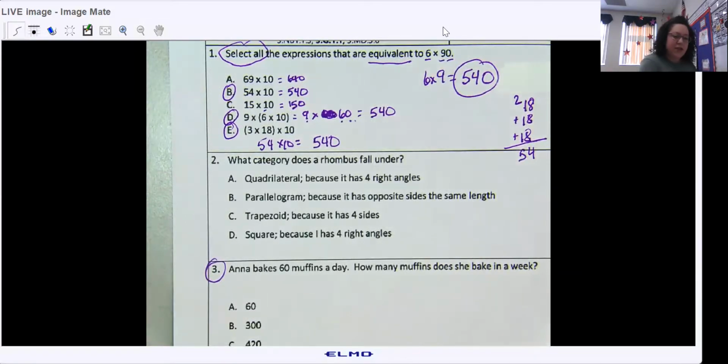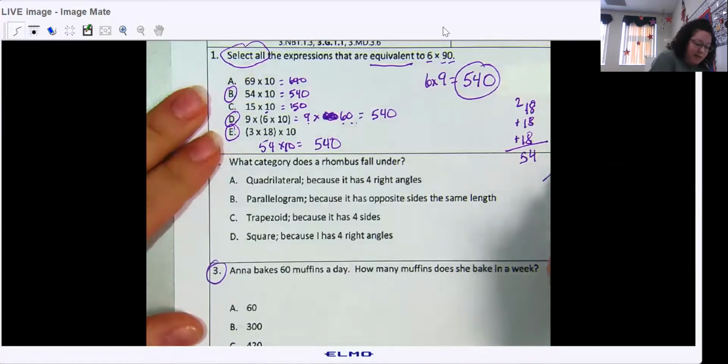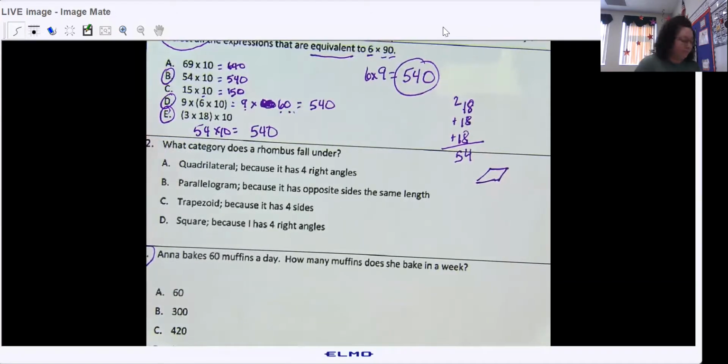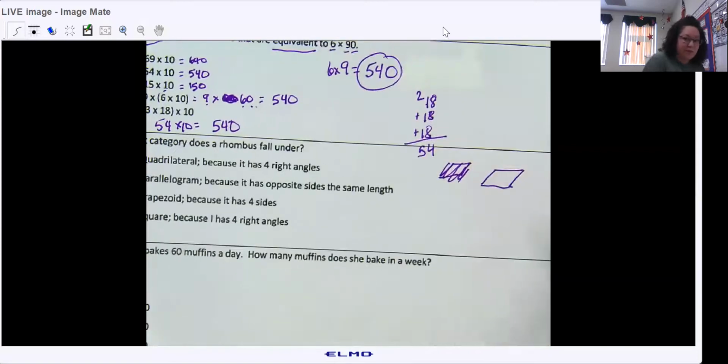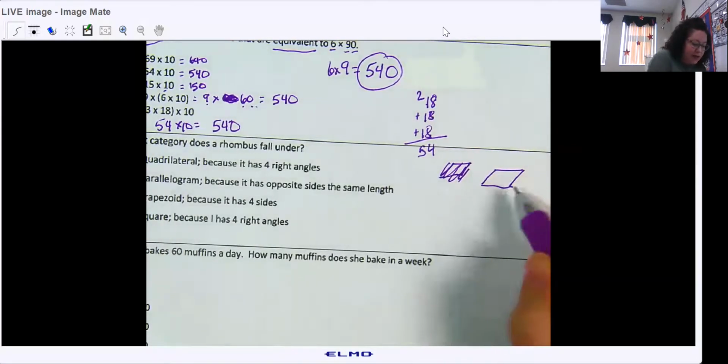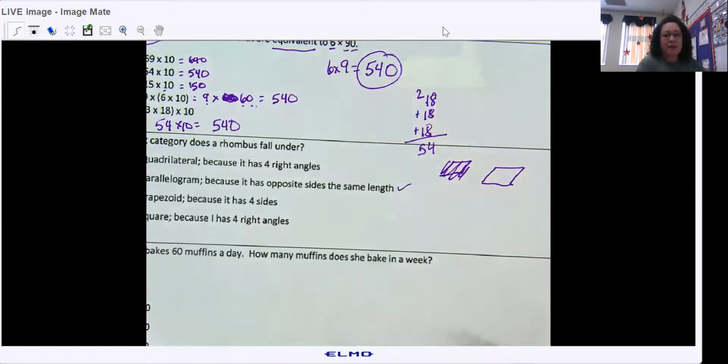All right, number 2. What category does a rhombus fall under? A quadrilateral because it has 4 right angles. Well, do you remember what a rhombus is? It's like the diamond shaped. Does that have 4 right angles? A parallelogram because it has opposite sides that are the same length. These are the same. These are the same. So that's a good maybe.